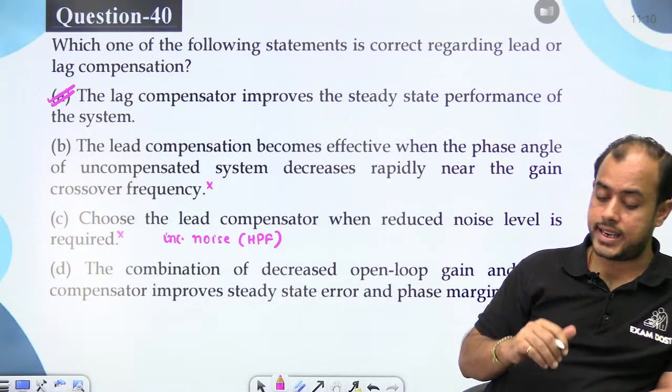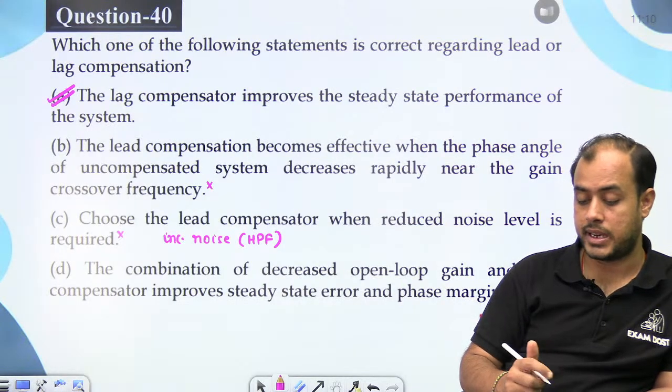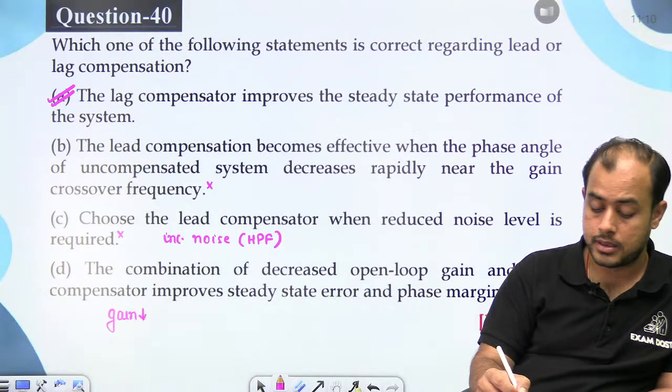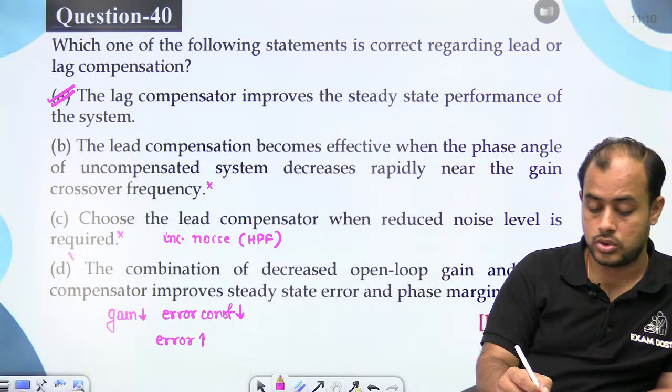Combination of decreased gain and lead compensator improves steady state error and phase margin. देखिए अगर आप गेन डिक्रीज करेंगे तो एरर कांस्टेंट रिड्यूस होगा, एरर इंक्रीज होगा. So this statement is also wrong.